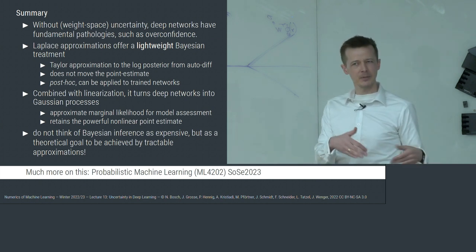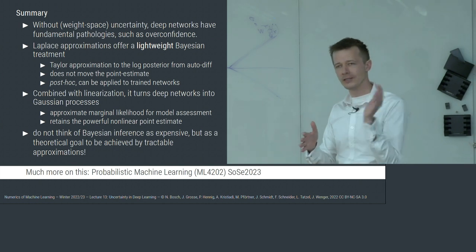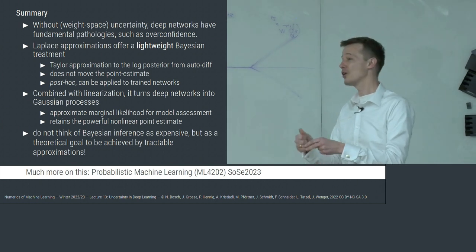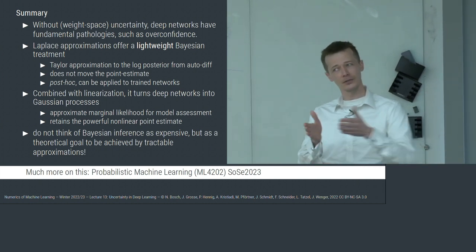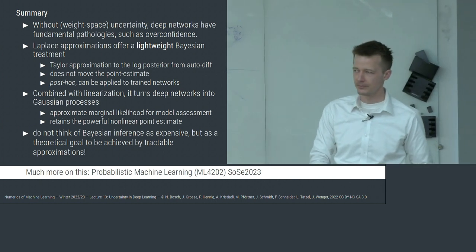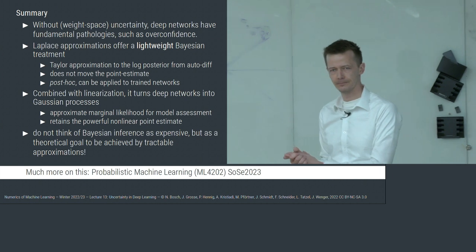And this is maybe nice because most people who train deep networks don't want someone to come in afterwards and say, oh no, you've done it all wrong. I'm going to retrain everything and mess up your classifier. No, you want to keep the classifier, but just add uncertainty to it. And that's what the Laplace approximations do for you.